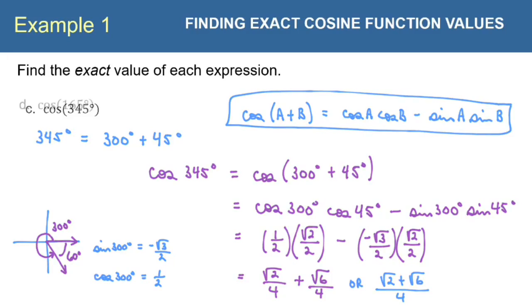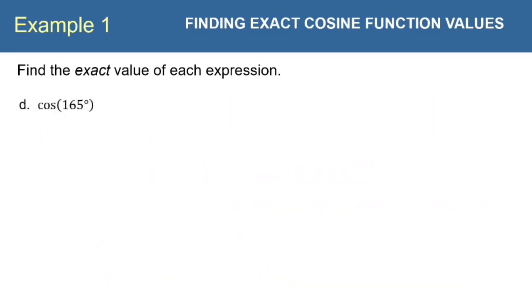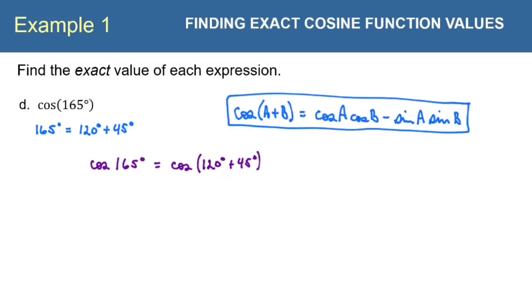And of course, that can be written as a single fraction, square root of 2 plus square root of 6 all over 4. And now for part D, we're asked to find the exact value for the cosine of 165 degrees. Now again, there are a number of ways that you could break 165 down. The first way that pops into my head is to think of it as 120 degrees plus 45 degrees. So we're going to write that the cosine of 165 is equal to the cosine of 120 plus 45 degrees. And so now we can see that we want to use our cosine of A plus B formula. Let's take a look at it here, just copied straight off the formula sheet.